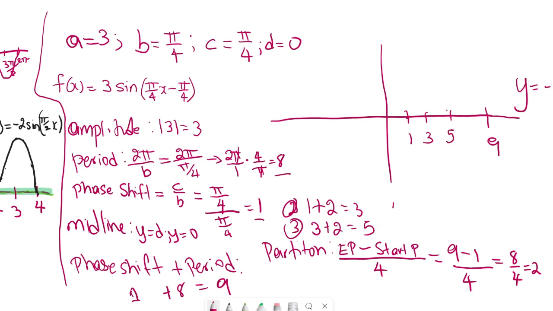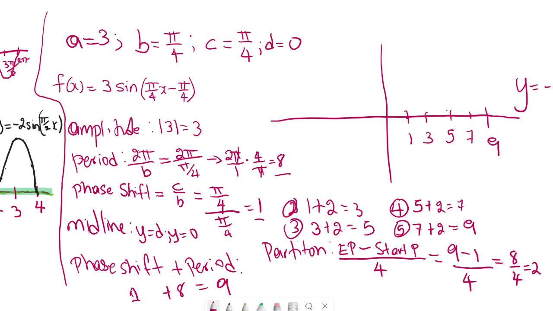Okay, and then my other point is going to be 5 plus 2, which is 7. And if you always want to check, you can do 7 plus 2 for your final point, and it should give you the end point that you had, which was 9.